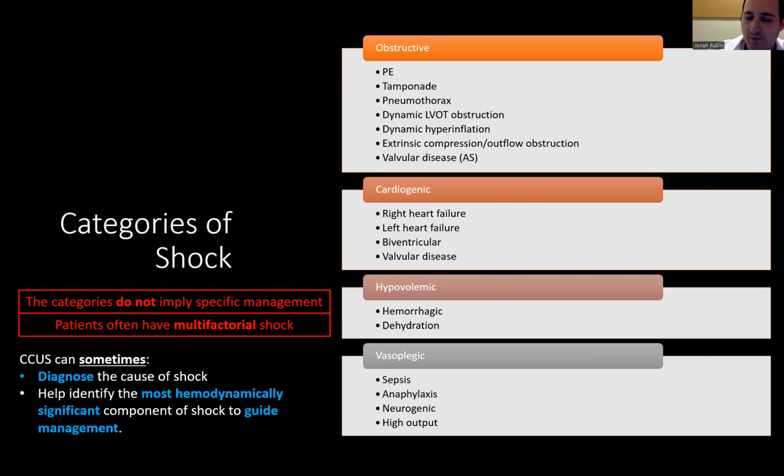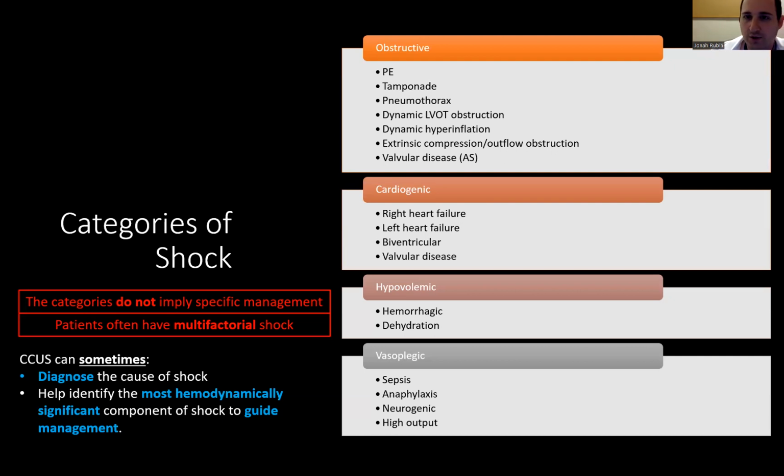What I think happens more frequently is you have multifactorial shock, and using the echo probe can help you identify the most hemodynamically significant component of the shock that could perhaps guide your management. So you can decide that, yes, maybe this patient has a component of septic shock, but I think that this RV failure is most likely due to a PE, and we're going to focus our next steps on that. Maybe get a CTA, maybe empirically treat, maybe look for a DVT, so you could treat that instead of having to look for the PE.